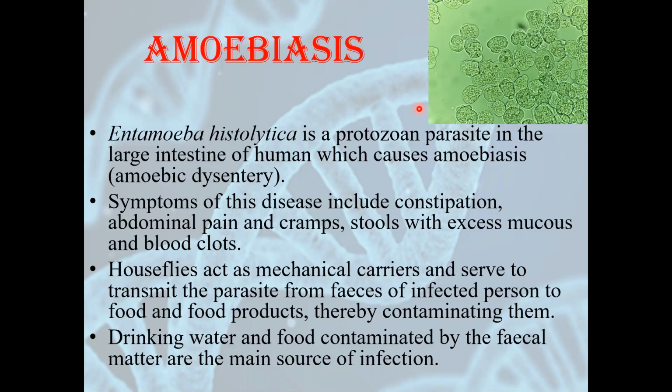We all know that houseflies are filled with contaminated organisms. So we should always take care that our food is covered so that the houseflies do not come and sit on it. If houseflies sit on it, they will spread the diseases. So they are the carriers here, and they serve to transmit the parasite from the feces of an infected person. The feces will have the parasites, the houseflies will sit on the feces, these parasites will stick to the body of the houseflies, and then these houseflies will come and sit on your food and food products, and contaminate them. Drinking water and food contaminated by fecal matter are the main source of infection. This infection is spread by this only.